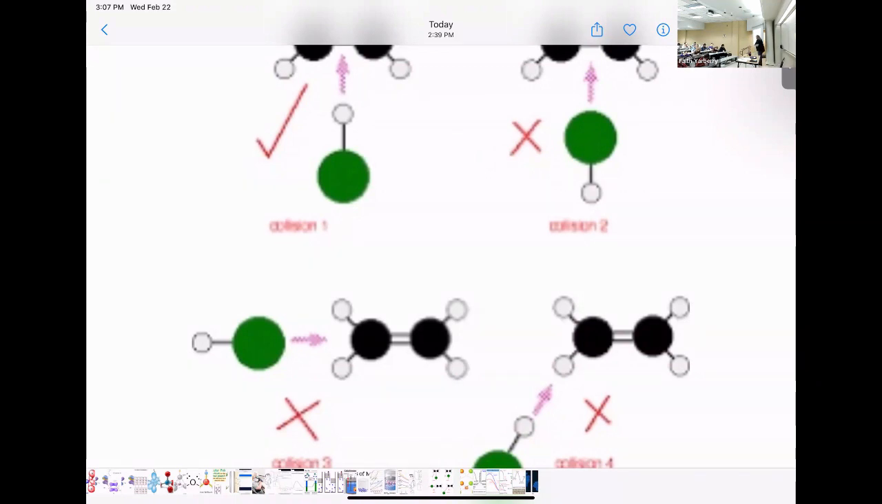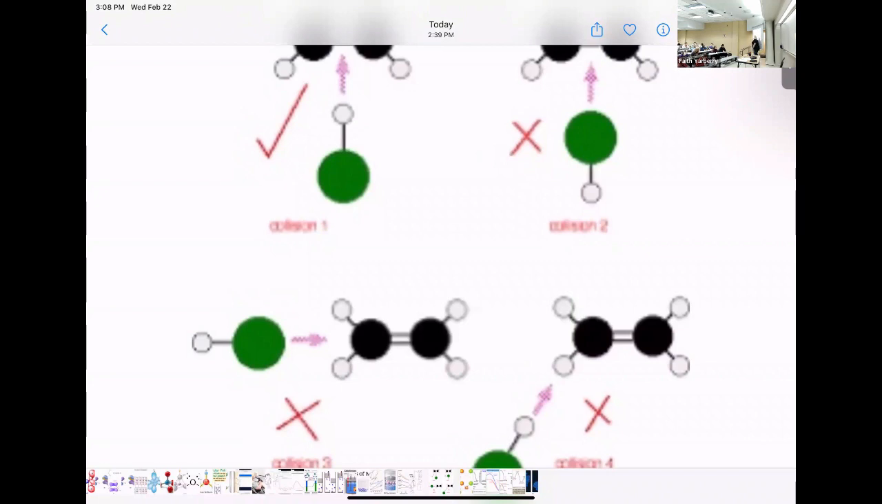So in this particular example, you will see that we have a hydrogen going into a double bond area. Looks like, even though you can't really see it. And that would be a good collision. But if you turn that molecule around, you're not going to get a reaction because that collision is not going in the correct direction. Same thing here.